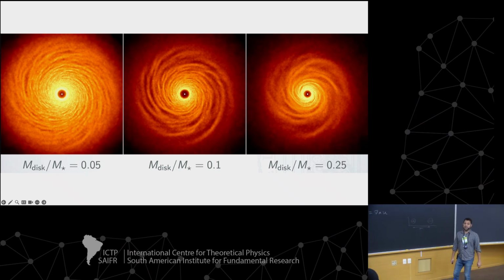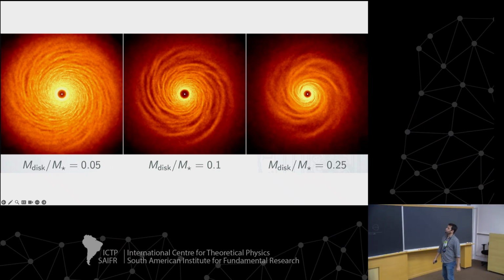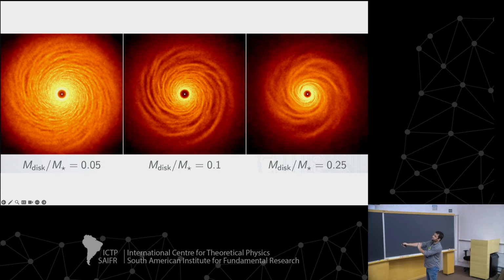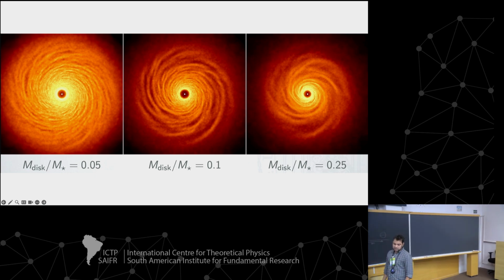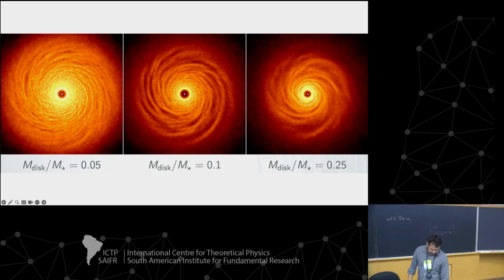You have the spiral features in pretty much the same way. This is a low mass disk, right? 5% of the mass of the star. 10% and 25%. You increase the mass, you widen the spirals, as you see here.